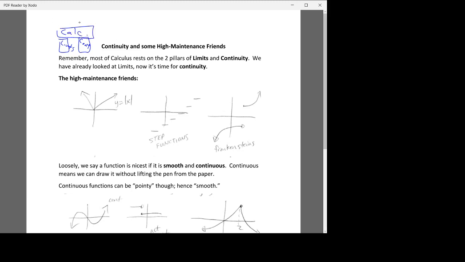And calculus is generally thought of as having derivatives and antiderivatives at this level. So we've looked at limits, and we looked at limits with rules, and we looked at limits by mental powers. That's looking at graphs. We're going to do the same thing with continuity. We're going to start with pictures, and then we're going to do rules. So first, let me just introduce some of our high maintenance friends.